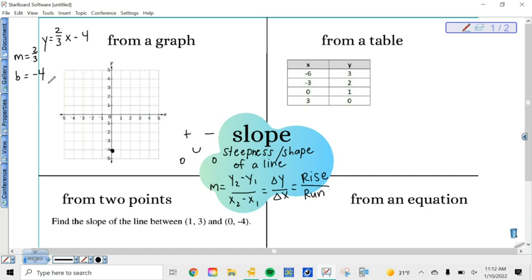Wouldn't it be negative because it's a -4? But where's your slope? Where's your slope in the y-intercept? It doesn't rise enough to rise. Yeah, slope is 2/3, right? So it's positive. That's okay.